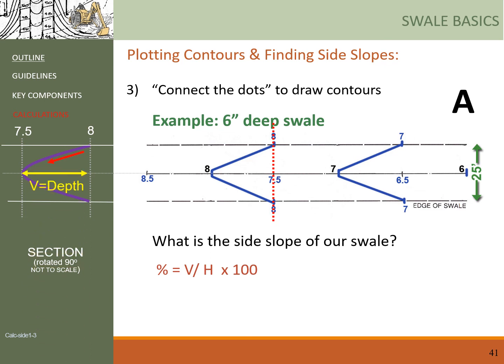V in this case is the depth of the swell, which is 0.5 feet, right? And H here is half of the width of the swell. So we enter those values into the formula, we get the slope equals 0.5 over 12.5 multiplied by 100. And the final calculation gets 4% for the side slope.